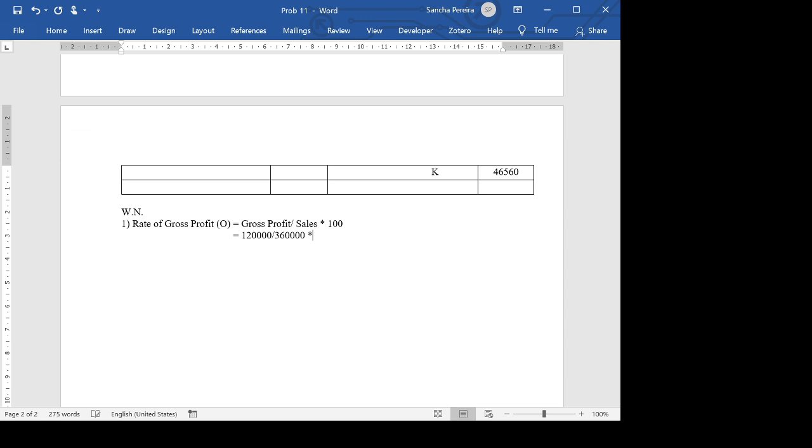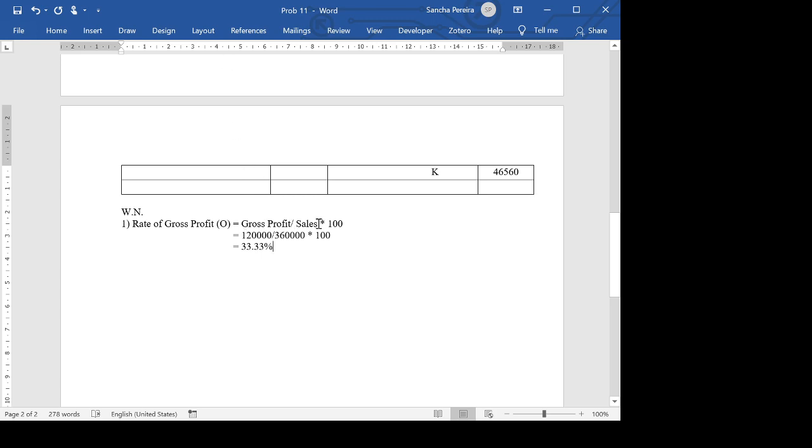3,60,000 into 100, and that gives us a percentage. If you do the calculation, you will get 33.33%. Why percent? Because we are multiplying it by 100. So this divided by this into 100 gives 33.33.